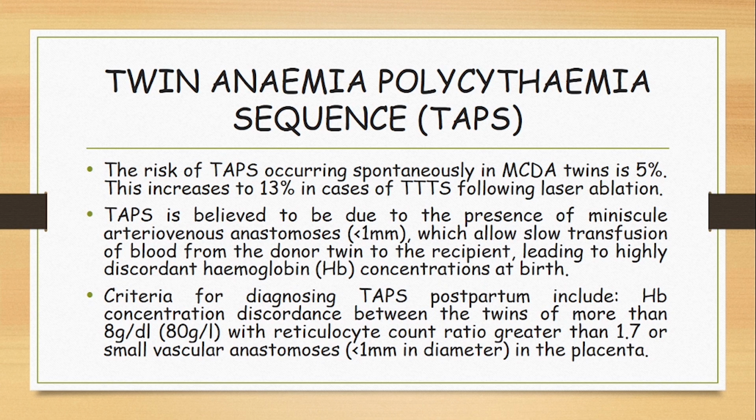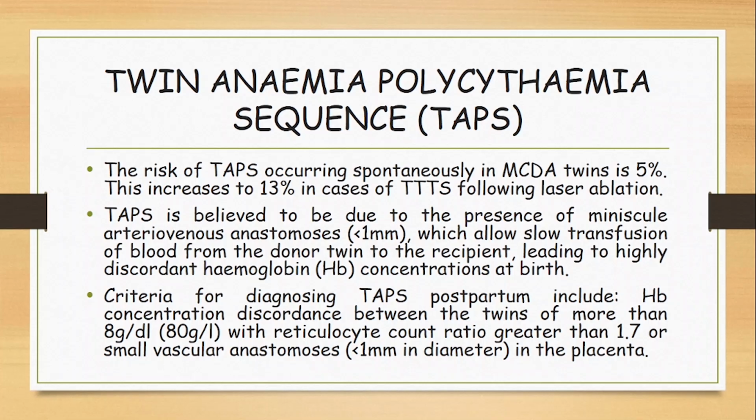The twin anemia polycythemia sequence is another variant of twin-to-twin transfusion syndrome. This is believed to be due to the presence of minuscule arteriovenous anastomoses, less than 1 mm, which allow slow transfusion of blood from the donor twin to the recipient twin, leading to highly discordant hemoglobin concentrations at birth. These are arteriovenous anastomoses, artery to veins.